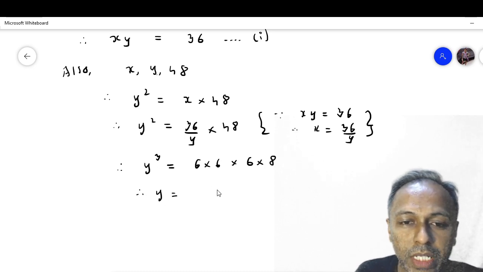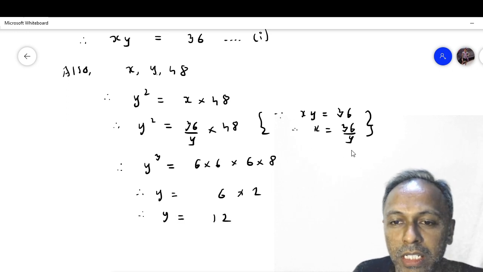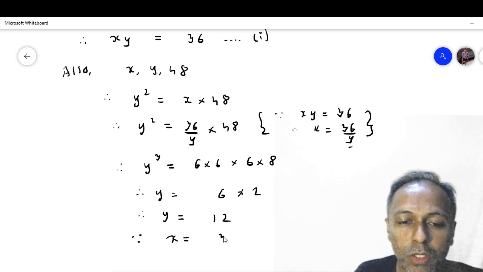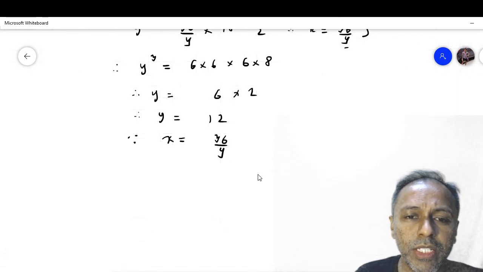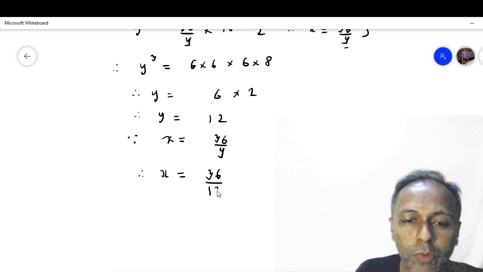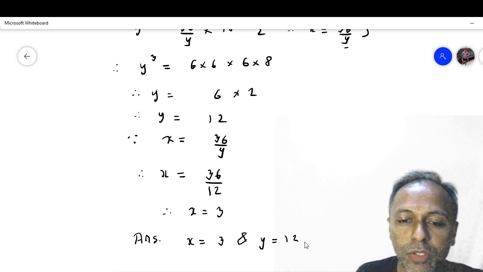Let us take cube root on both sides. 6 into 6 into 6 will become 6 and cube root of 8 is 2. Multiplication will stay. Therefore y is equal to 12. Let us substitute y is equal to 12 here. Since x is equal to 36 upon y, we can now get the x value. Yes, you can orally tell now. It is 36 upon 12. So x is equal to 3. That is what the question was: you have to give x and y values. So x is 3 and y is 12.